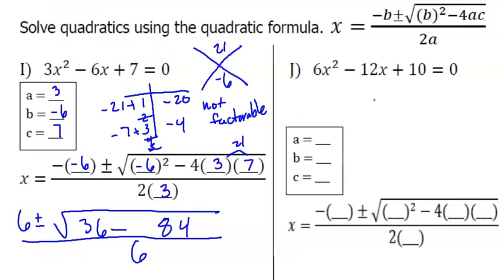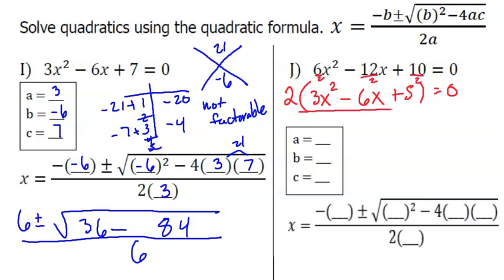Let's look at j. We have 6x squared minus 12x plus 10 equals 0. All three of these terms are even numbers, so that means we can factor out a 2. 6 divided by 2 would be 3. So we have 3x squared minus 6x plus 5, and then that equals 0. So again, to get each of these numbers inside, we divide it by 2. If we divide each side by 2, we still have 0 on the right side, but now we have a more simplified expression on the left side.